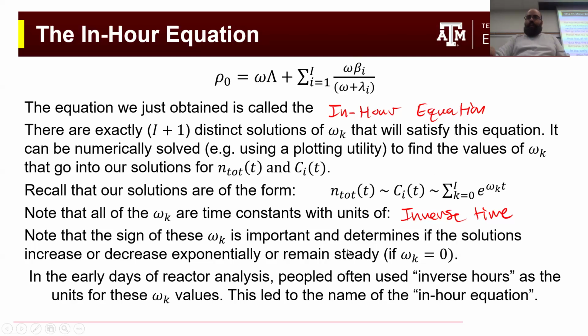And ultimately, it's the sign of these time constants that's going to be really important to us, because if these time constants are positive, then we're going to have a positively increasing behavior. If these time constants are negative, then we're going to have an exponentially decreasing behavior. And if the time constants were zero, then we would have e to the zero, which means nothing is changing with time. You just have a constant.